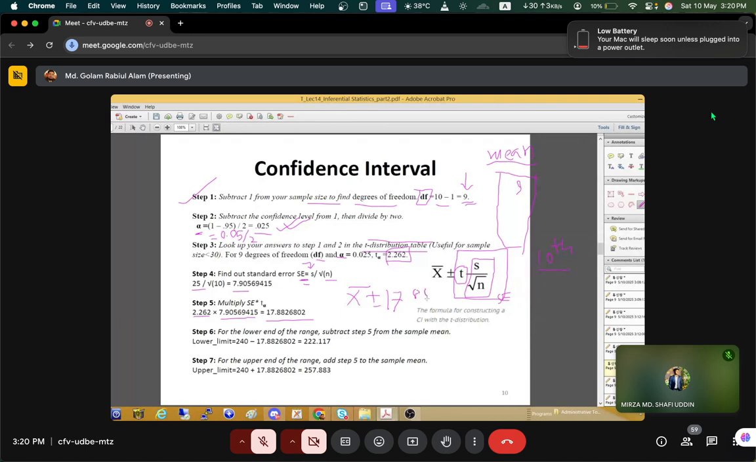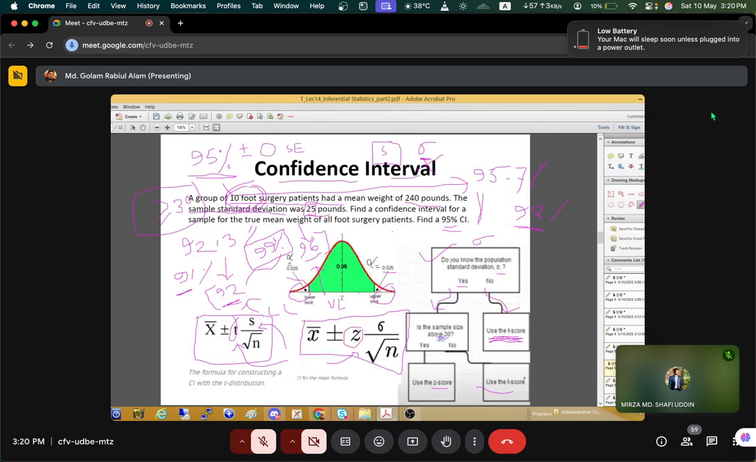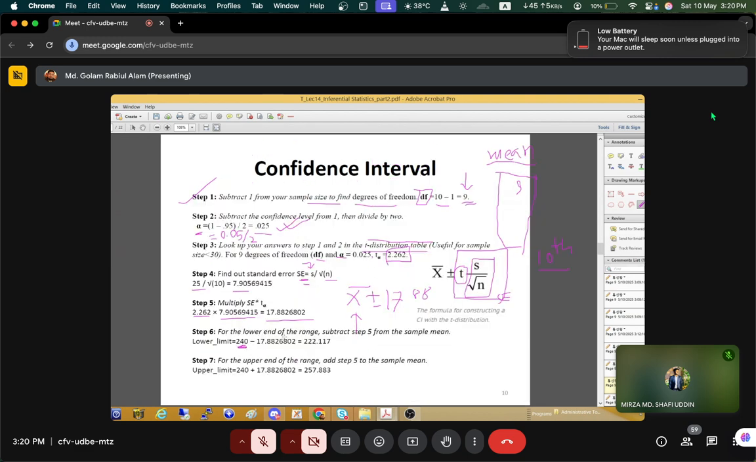So now we have to find out the lower limit and upper limit. x bar is the mean value. We can calculate the mean, or if it is given, we can directly use it. A group of 10 surgery patients had a mean weight of 240 pounds. So 240 minus 17.88 will give us the lower limit, and 240 plus 17.88 will give us the upper limit.